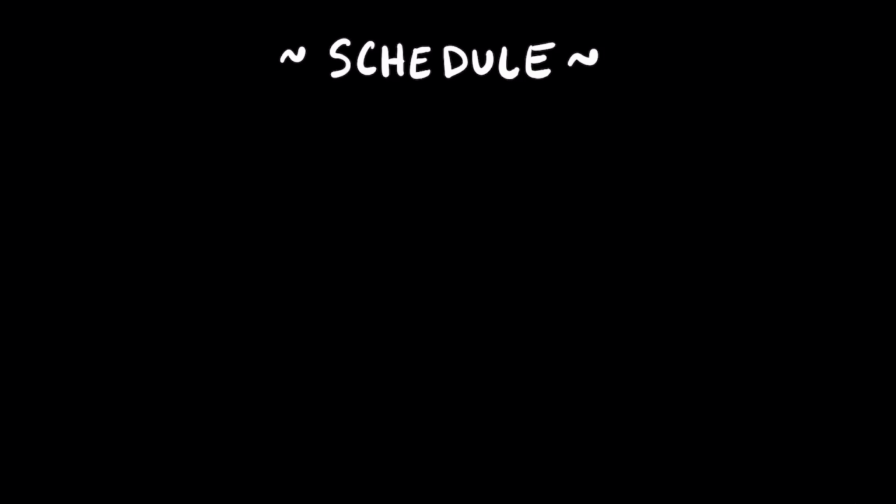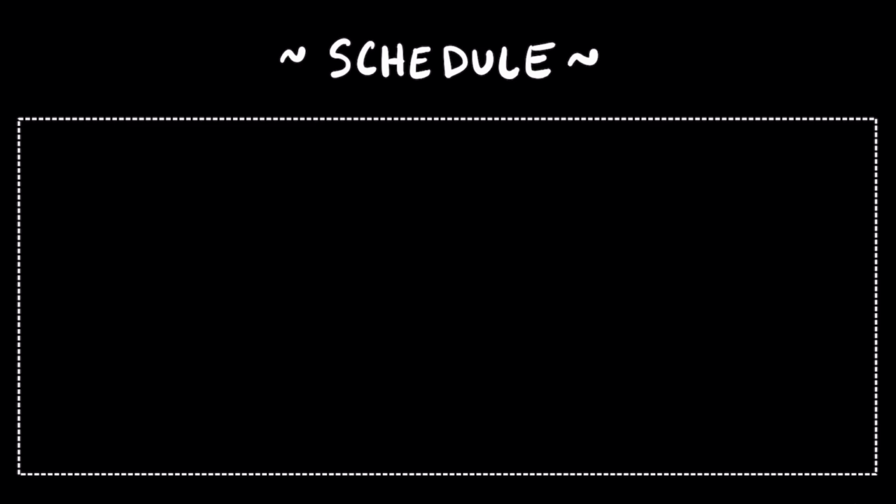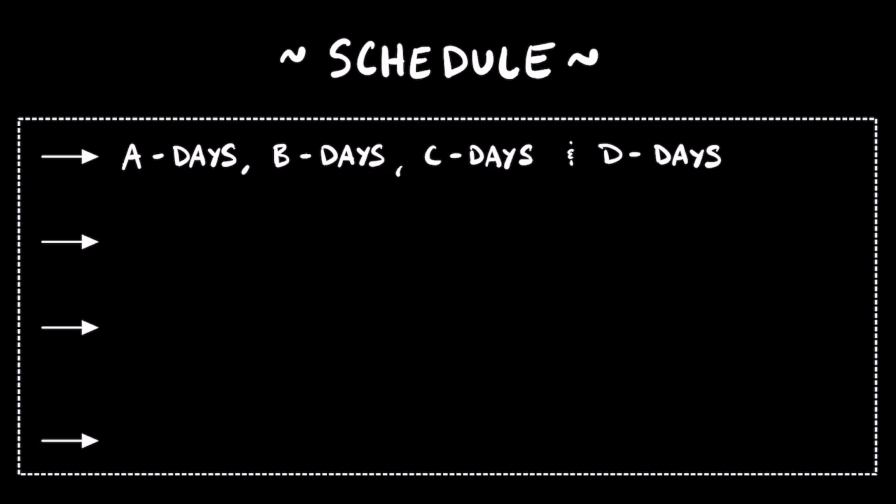In this video, let's talk about how the new schedule works. While I'll start with a brief overview, I'll go into some more details later in the video. For starters, we have a 4-day rotation of classes broken down into A, B, C, and D days.